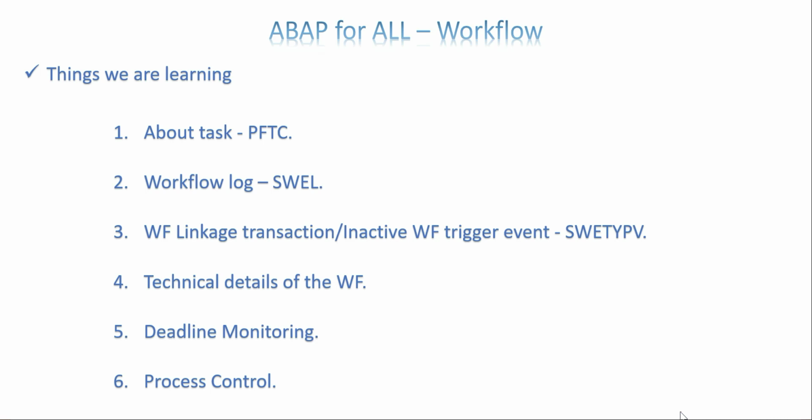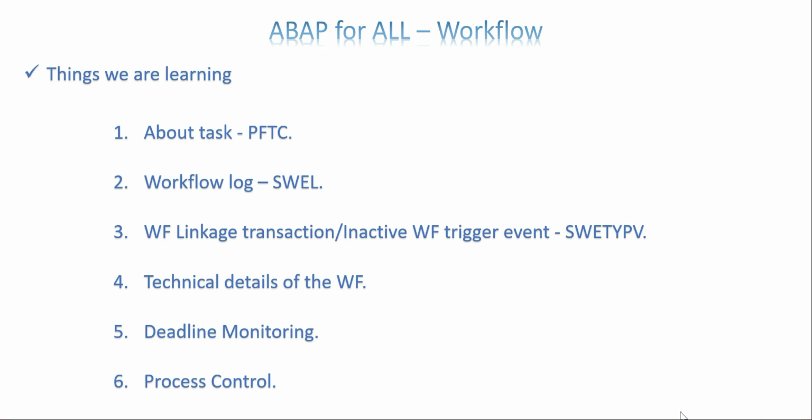Next one is workflow log. Once the process ends, we need to understand how the flow happened in the workflow. The workflow design may have different streams or different conditions, so we need to understand how it went through. For that, there is a transaction called SWEL. Most of the workflow log we come to understand with that transaction only.